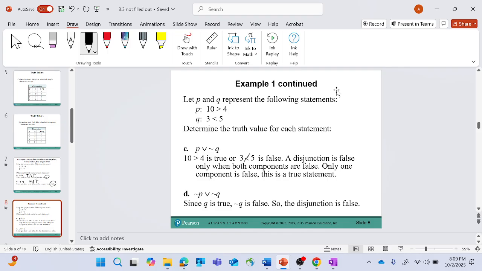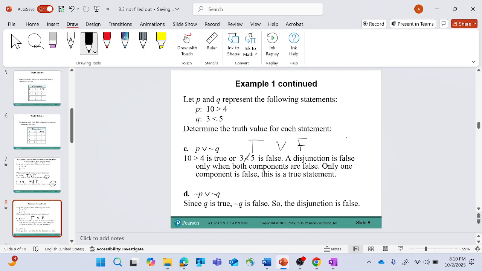All right. Let P and Q represent the following statements. P: 10 is greater than 4. Q: 3 is less than 5. Those are both still true. Now I have or statements. So for C, I have P or not Q. So P, well, that's obviously true, right? So I have a true statement or not Q. Since Q is true, the not of it is going to be false. So I have T or F, true or false. Are y'all fine with how I got that?